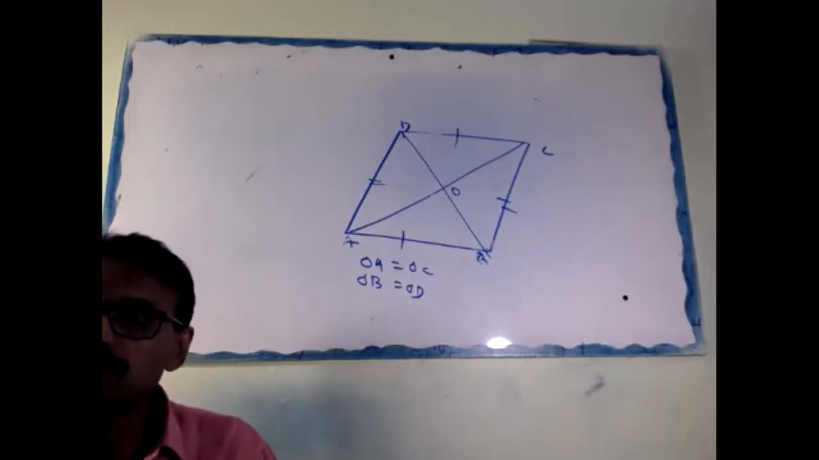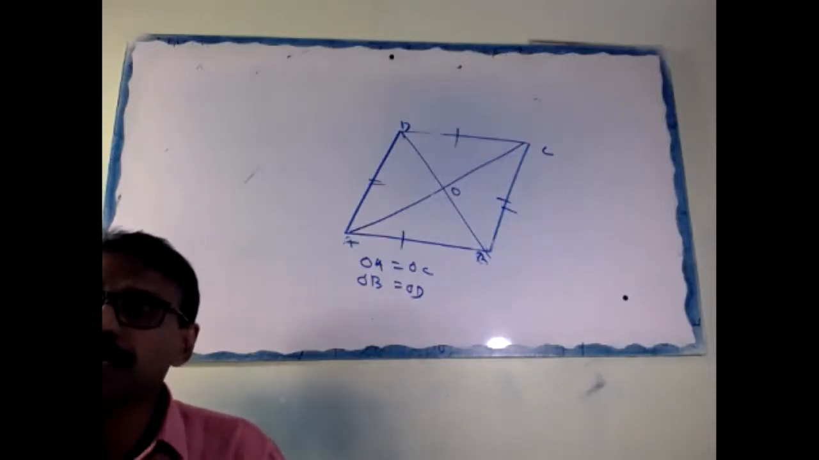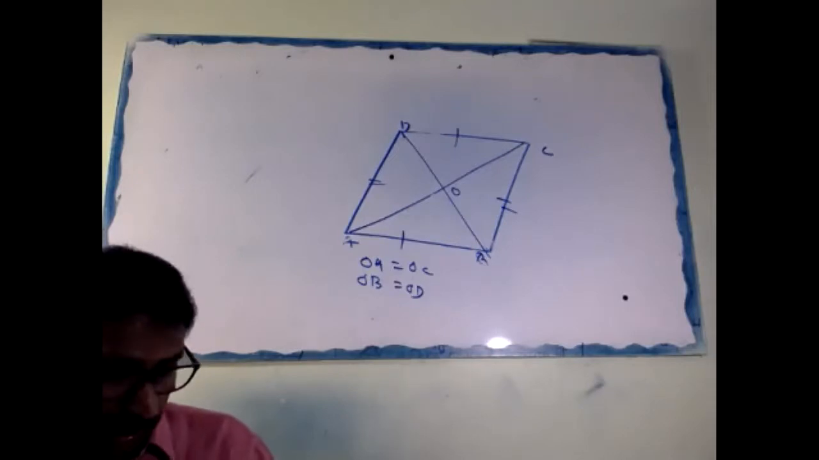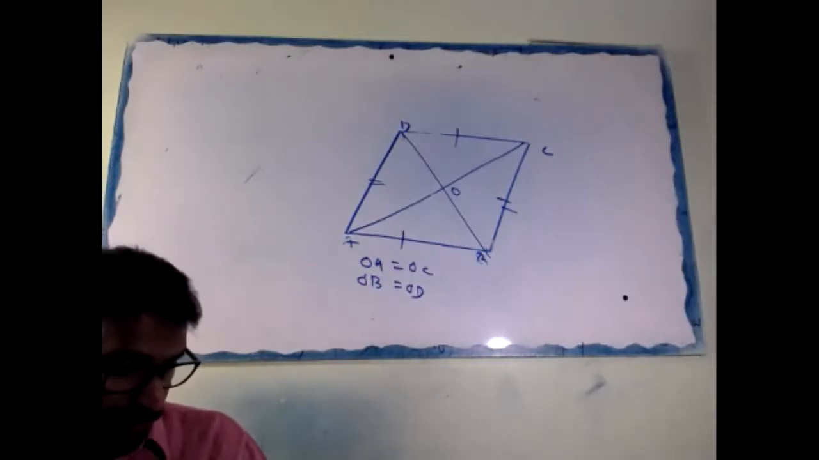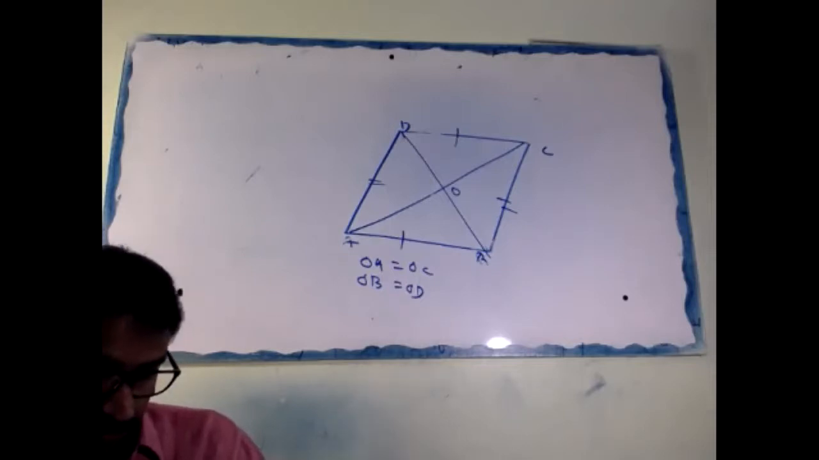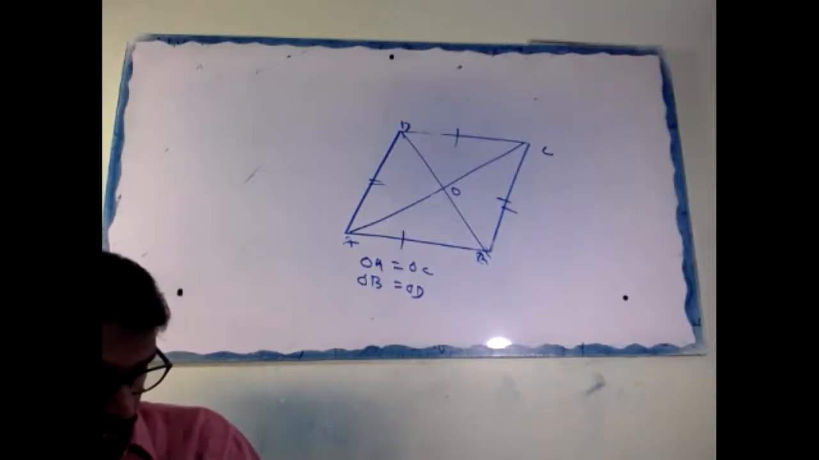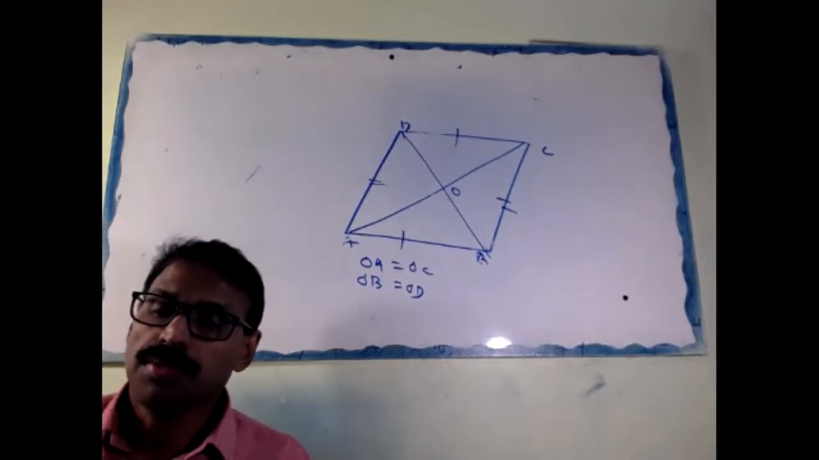Okay, fine. Question: in a parallelogram ABCD, angle D is 115. Find angle A and angle B. Okay. Clear now? Can you try it?